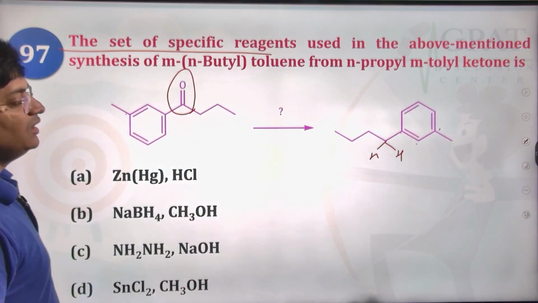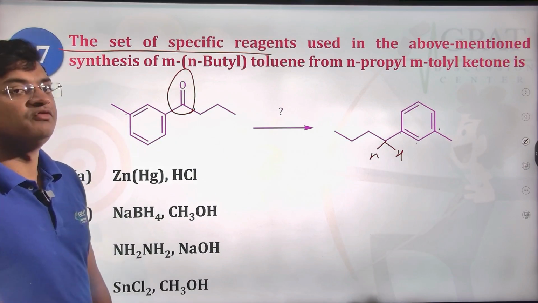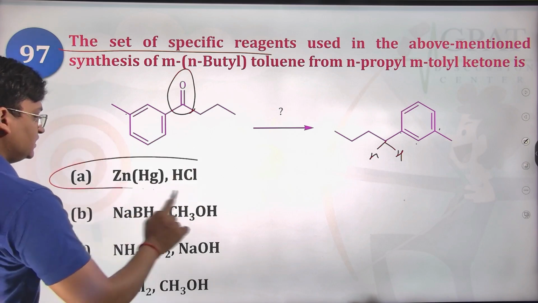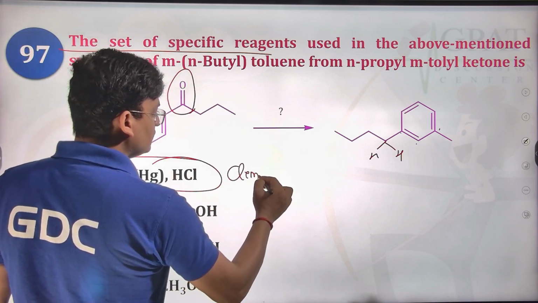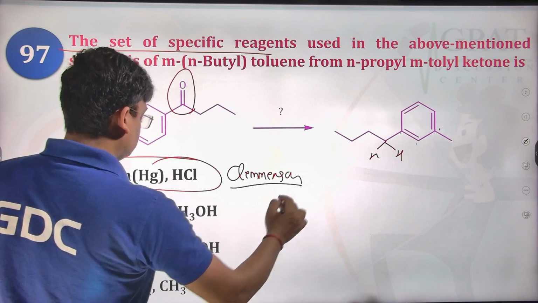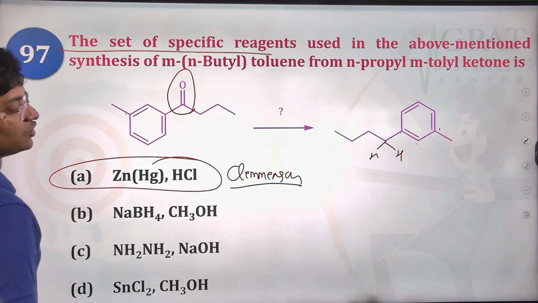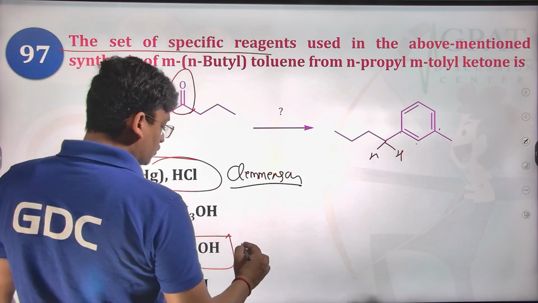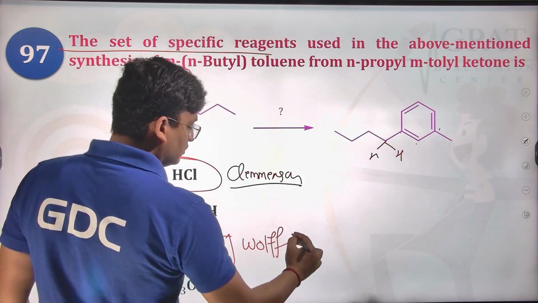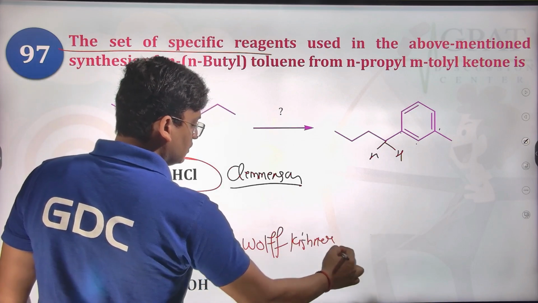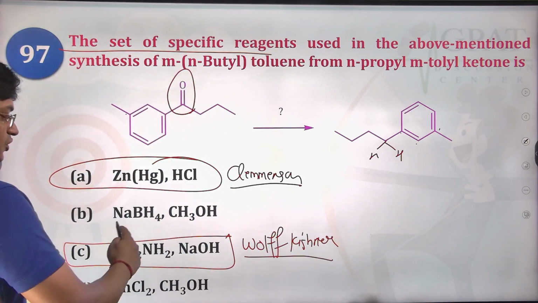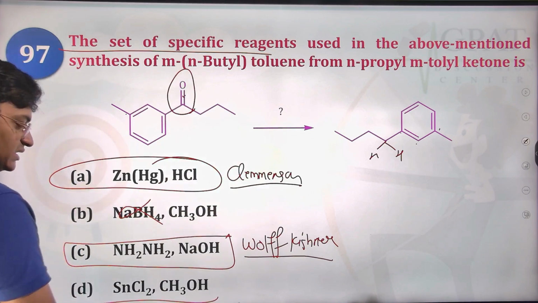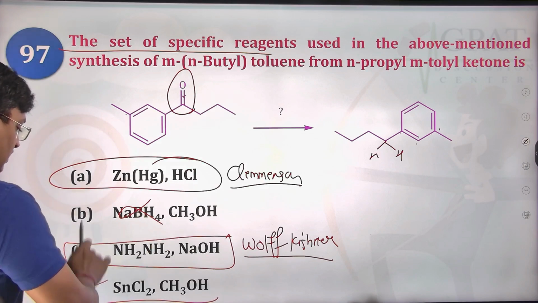So this can only happen due to Clemmensen reduction or Wolff-Kishner reduction. For the Clemmensen reduction, we have zinc amalgam and concentrated HCl. And NH2NH2 in the presence of base is for the Wolff-Kishner reduction. So this is also right. Sodium borohydride will give just alcohol; the ketone will be reduced to alcohol. SnCl2 with CH3CO is also not the right answer for this question.